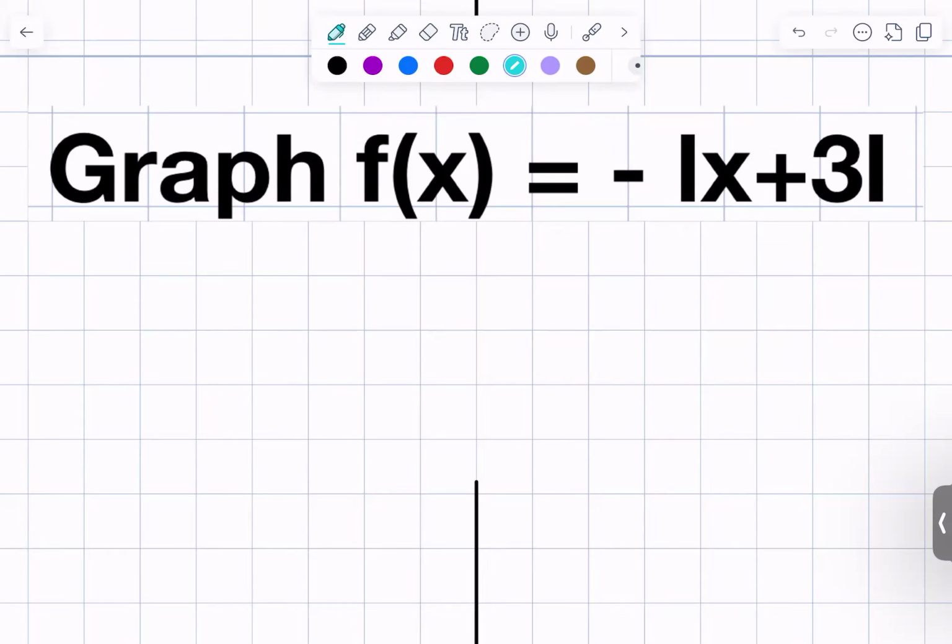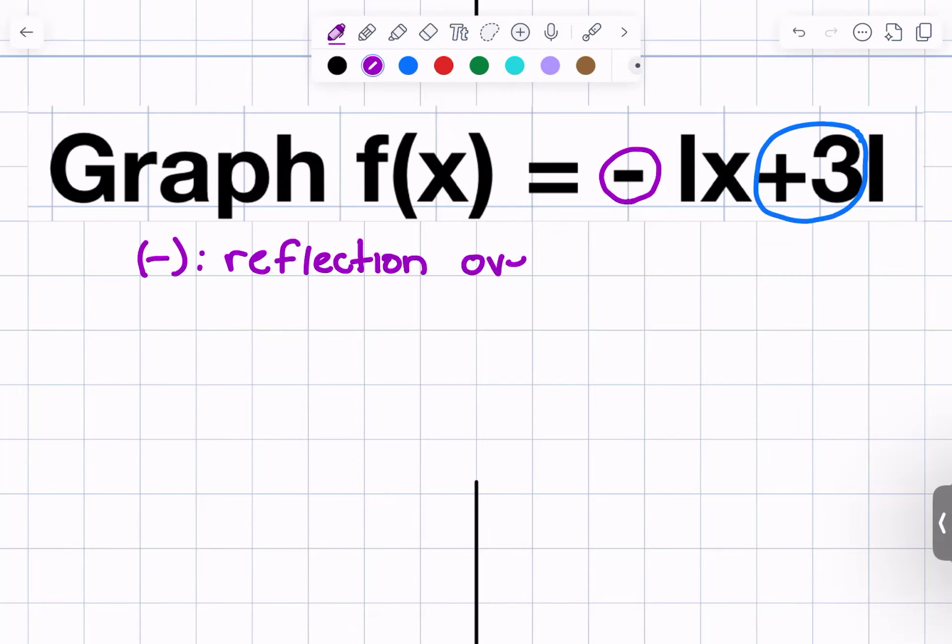So our first step is always going to be the same. We're going to circle, underline, box, whatever you want to do, all the things that represent transformations. Okay? So for this negative, we're multiplying by a negative. So what transformation does that represent? It's a reflection. It's on the outside, so it's a vertical reflection.